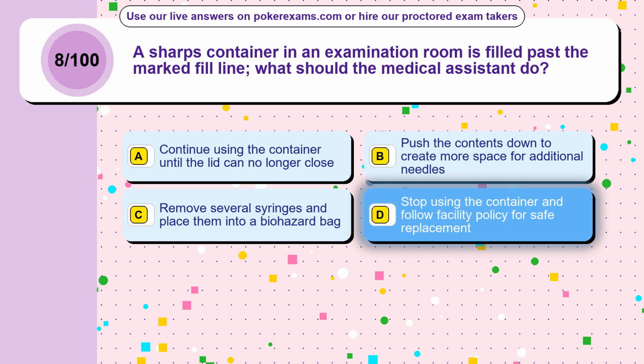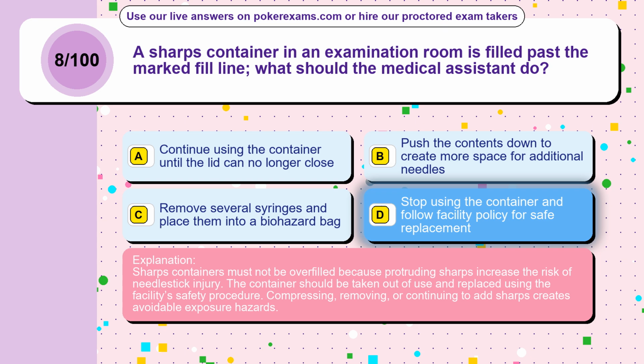The correct answer is option D. Stop using the container and follow facility policy for safe replacement. Sharps containers must not be overfilled because protruding sharps increase the risk of needle stick injury. The container should be taken out of use and replaced using the facility's safety procedure. Compressing, removing, or continuing to add sharps creates avoidable exposure hazards.